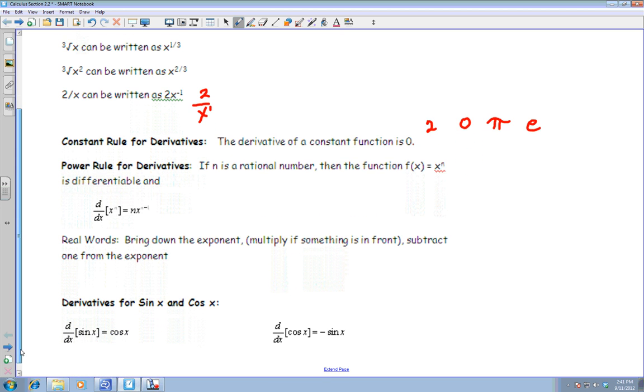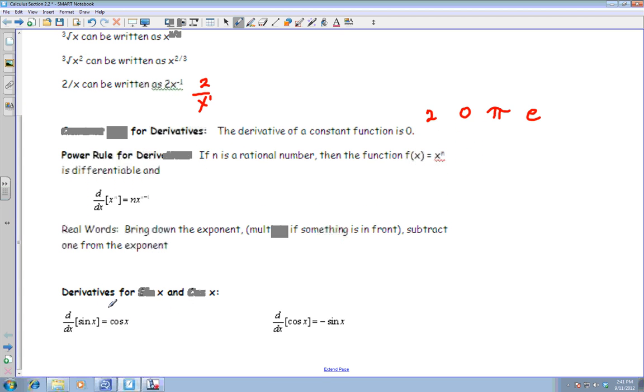And then they're going to give us two derivatives for two trig functions. The derivative with respect to x of sine x is cosine x. The derivative with respect to x of cosine x is negative sine x. So we're going to look and see what these look like.